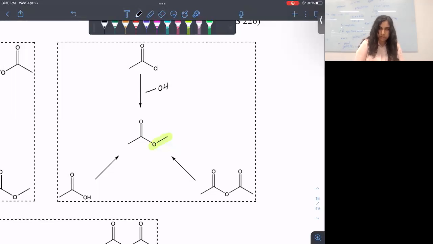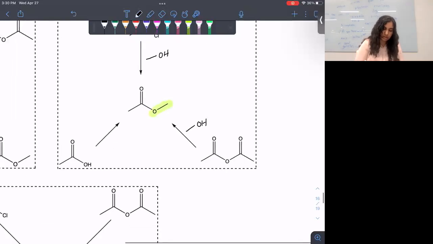So for the acid chloride, we give it methanol, it turns into an ester. For the acid anhydride, same thing. And the carboxylic acid, it's the same thing, except you would need an acid catalyst because they have similar reactivities. So an acid catalyst makes the reaction a lot easier.